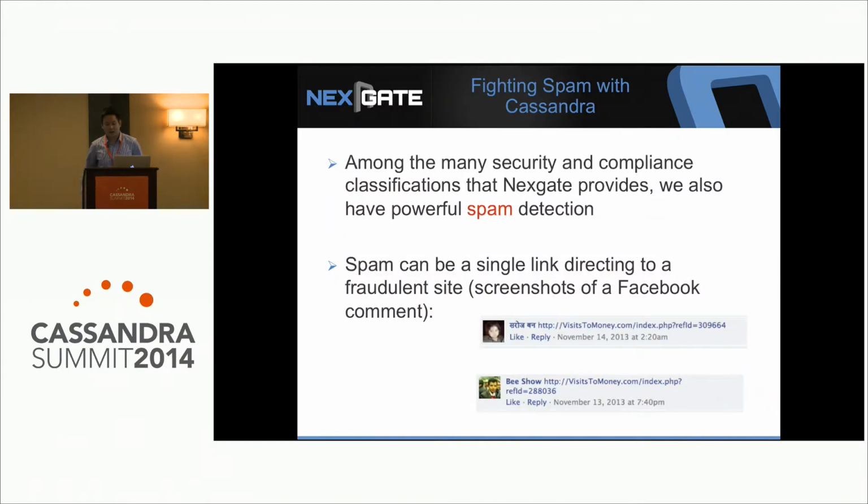Okay, so I mentioned before that we have over 100 categories, and one of them is spam. And I want to go into a use case and how we detect spam using Cassandra, and a little bit of data modeling here.